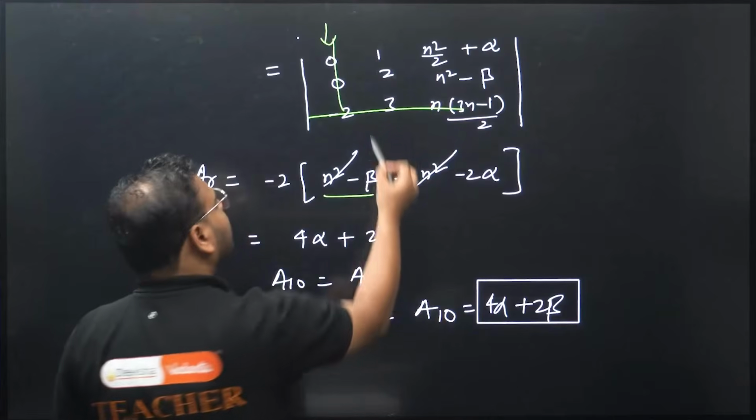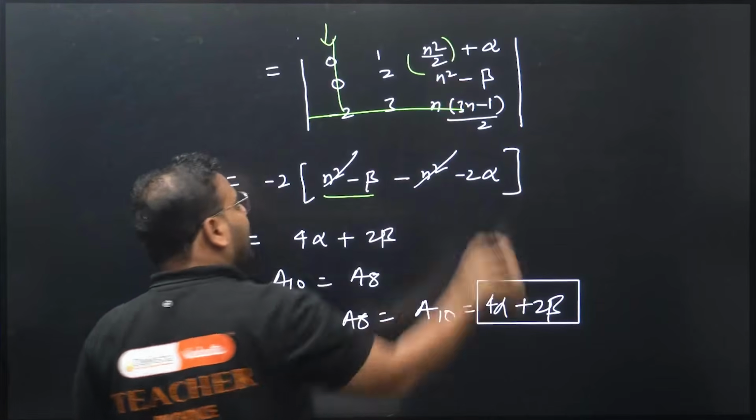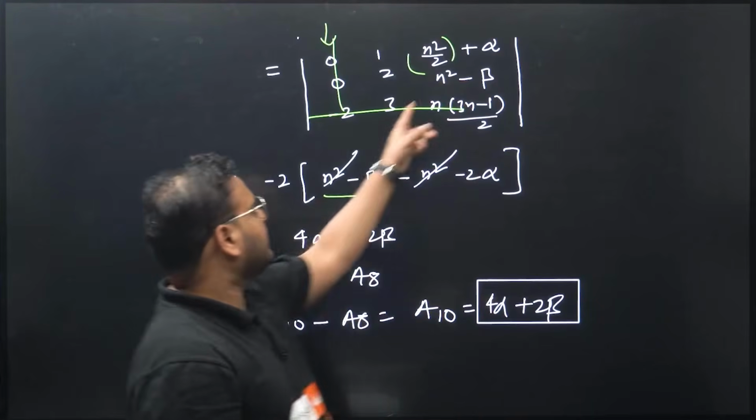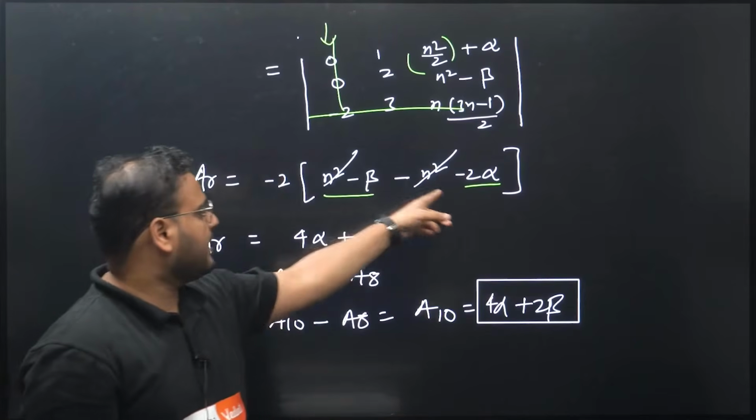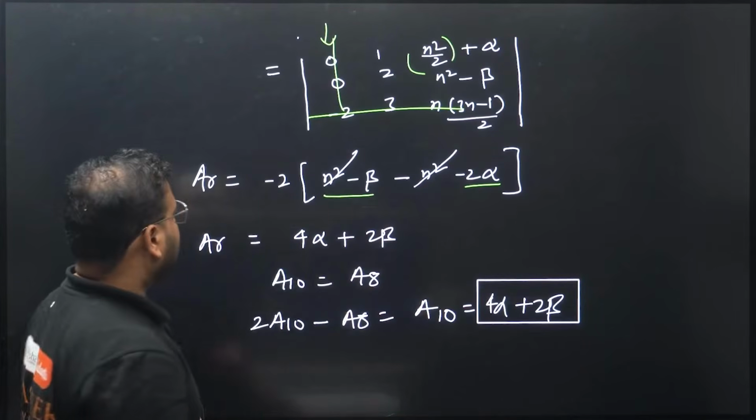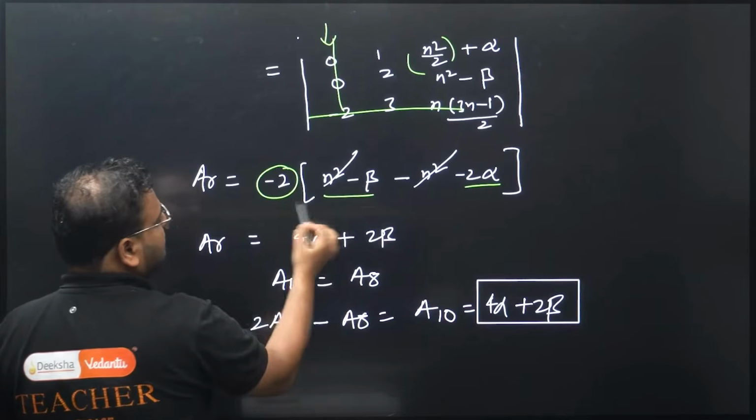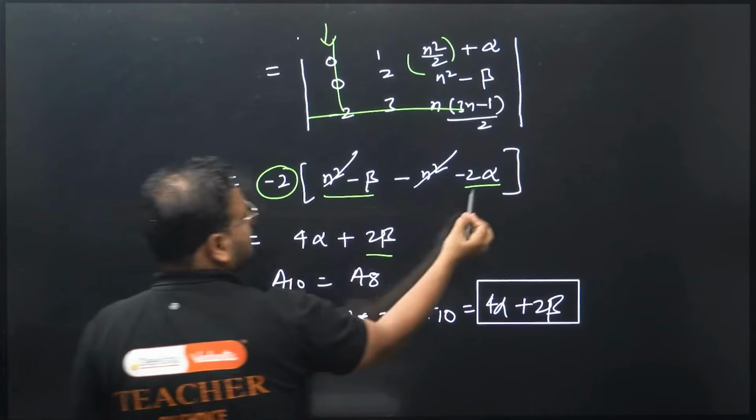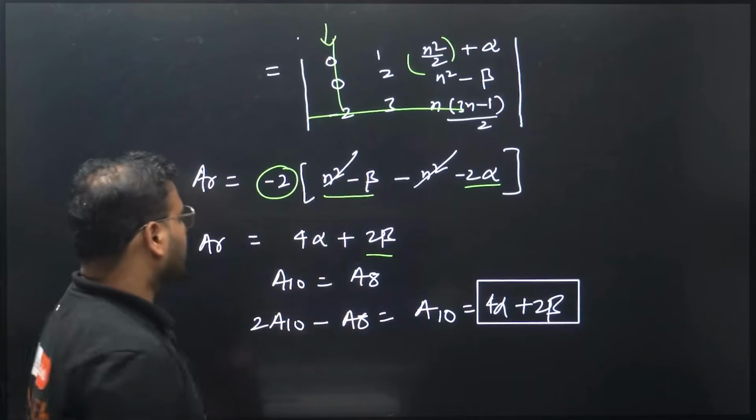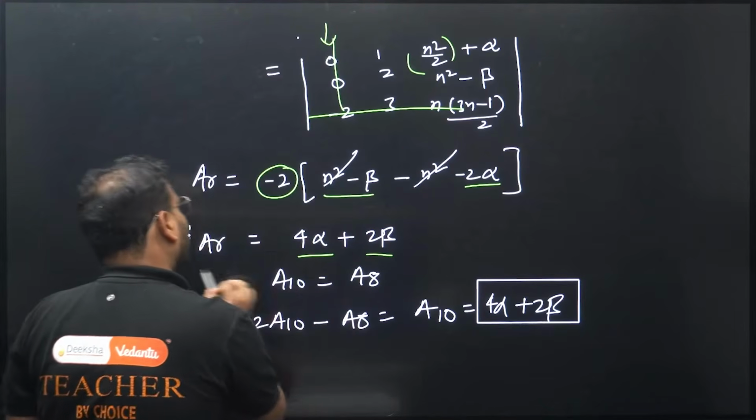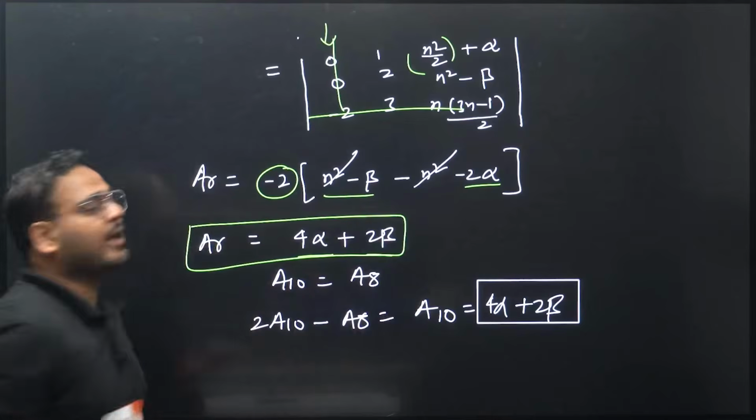And across this you'll have 2 times n square by 2, which is n square, and 2 times alpha will be again 2 alpha. There is a subtraction over here. So minus n square minus 2 alpha. This is multiplied with minus 2, so it becomes plus 2 beta and plus, into 2, sorry, plus 4 alpha, not 2 alpha square, plus 4 alpha. This is the value of my AR. I hope you're getting it right.